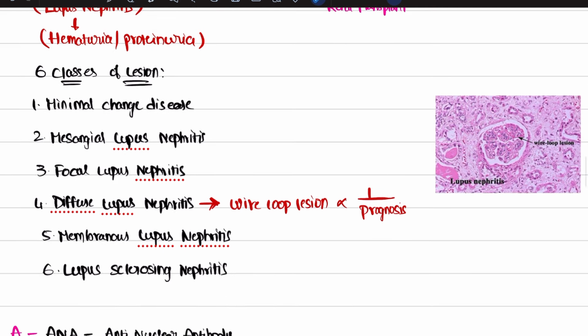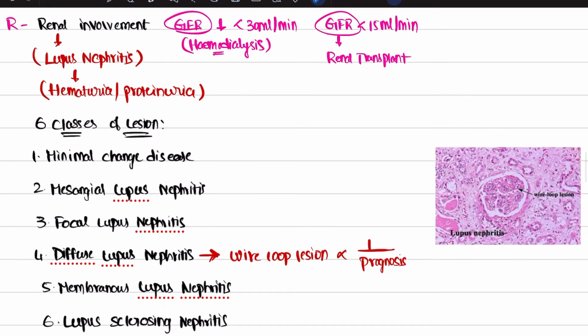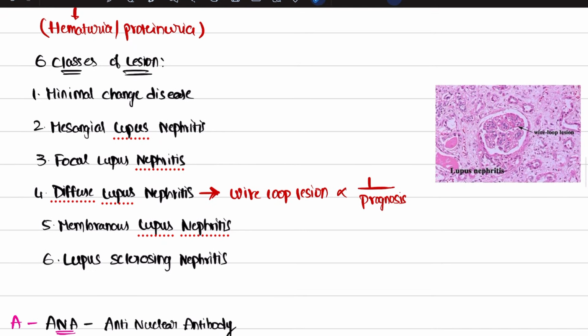There are often 6 classes of lesions in lupus nephritis. First is minimal change disease, mesangial lupus nephritis, focal lupus nephritis, diffuse lupus nephritis, membranous lupus nephritis, and lupus sclerosing nephritis. In diffuse lupus nephritis, there are wire loop lesions. So I am going to show you the wire loop lesions. This is a wire loop lesion.